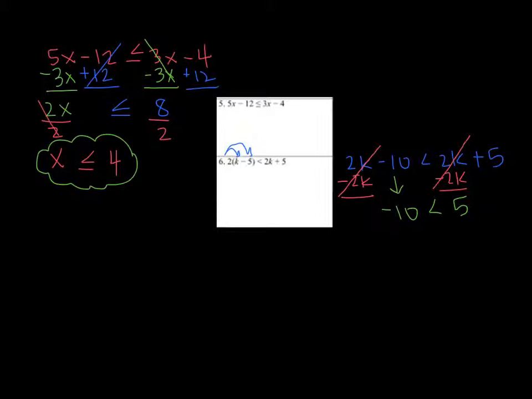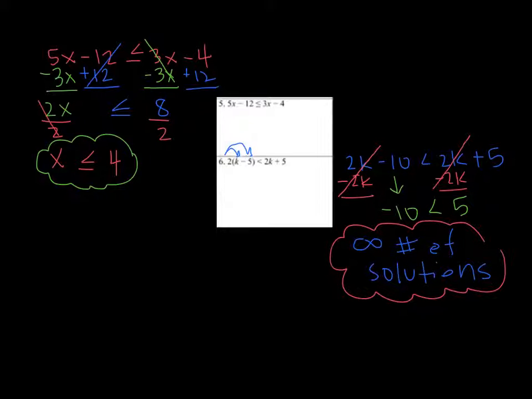Okay, so the question here is negative 10 less than 5? And the answer is yes, it is less than 5. If it's less than 5, then this is one of those that has an infinite number of solutions. Okay, so this has an infinite number of solutions. Just like with an equation, if your variables cancel and what you're left with is true, then it's an infinite number of solutions. Okay, if the variables cancel and what you're left with is not true, then it's no solution.